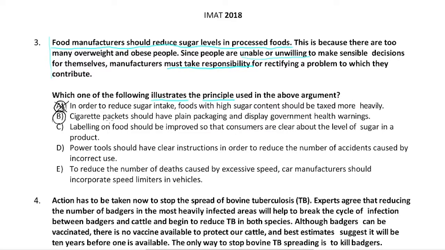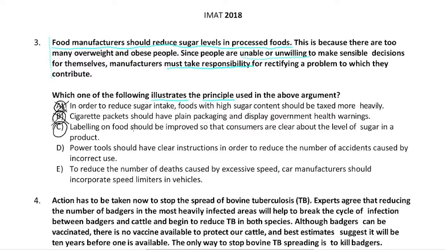Letter B. Cigarette packets should have plain packaging and display government health warnings. This is also something that would not work, because people would continue to use cigarettes, because people are unable or unwilling to make sensible decisions. So we can eliminate this as well.